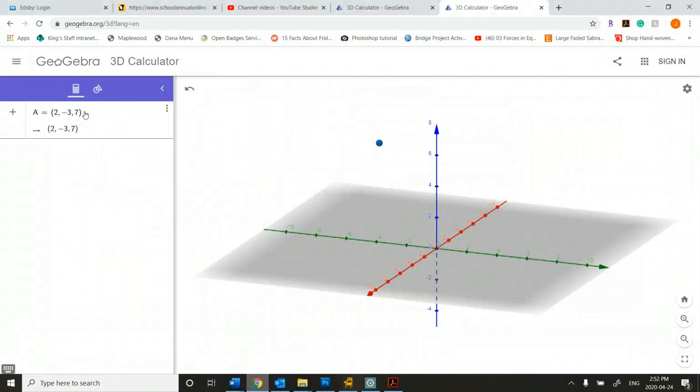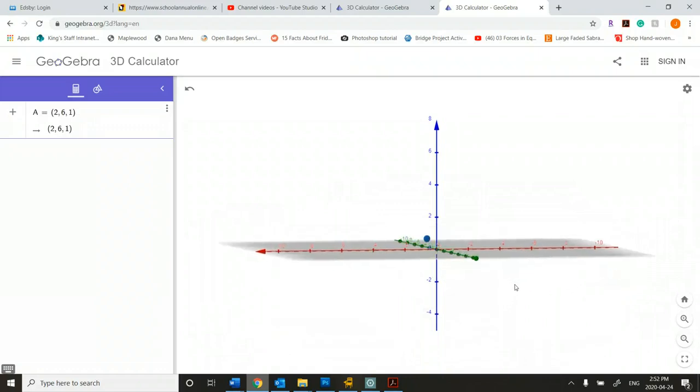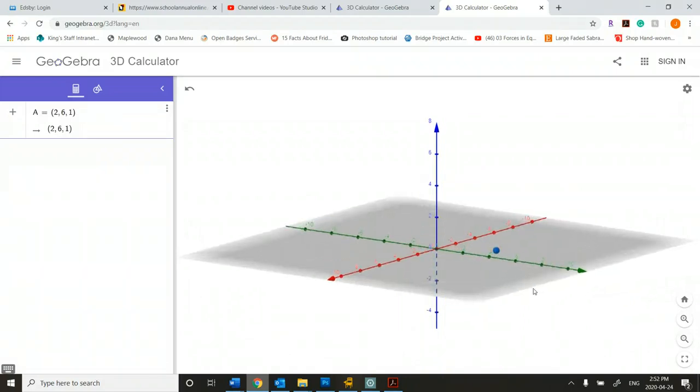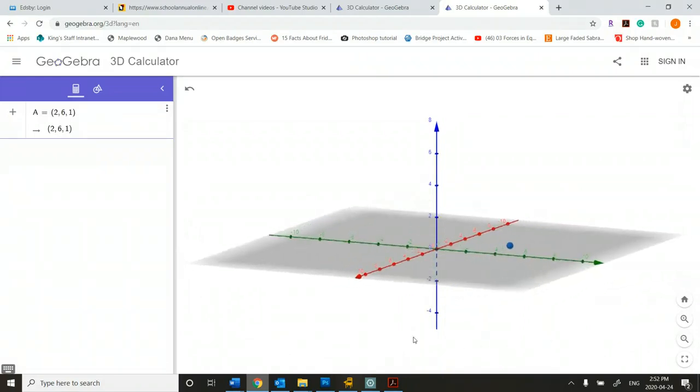We can take a look at it in Geogebra as well. Let's flip over here. 2, 6, -1. There it is. You can see it in 3 space, up in this upper right quadrant here.